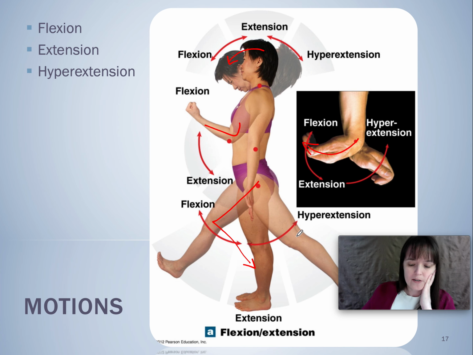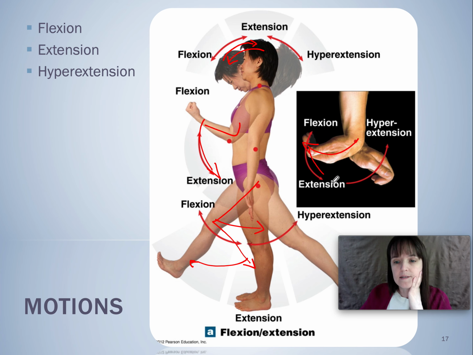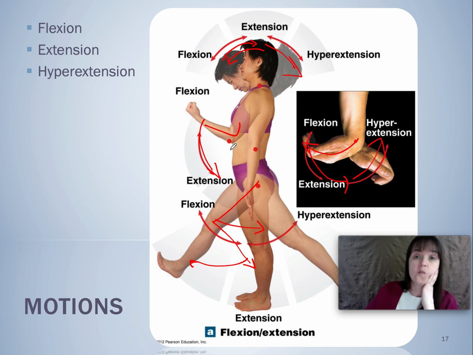Extension is when you increase the angle between the bones. It's the opposite of flexion. It's where you go back to anatomical position. Hyperextension is when you go past anatomical position. Don't hyperextend your elbow. You can't hyperextend your elbow without breaking it. You can hyperextend your hip. So for the wrist, here's flexion, extension, hyperextension.